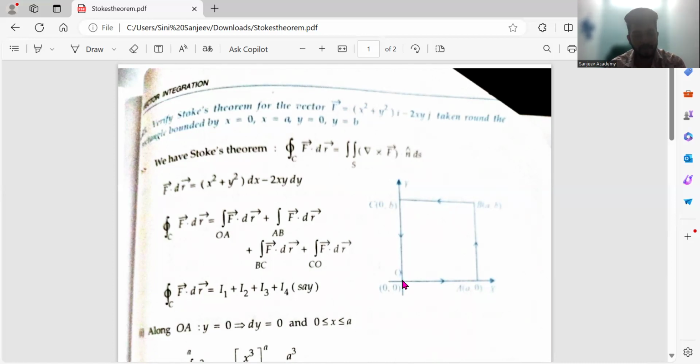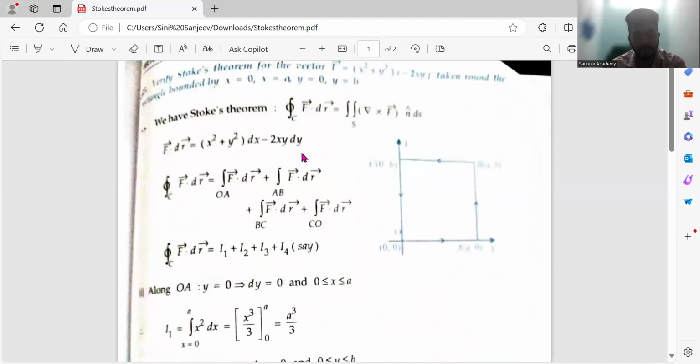Fine. It is an anti-clockwise direction. Then we have to find the integration of each part. Along OA, it is the x-axis, right? So what is the y value? 0. So the integral of dy is 0. Correct? The integral of dy is what? 0. So the integrand here is (x square plus y square) dx minus 2xy dy.